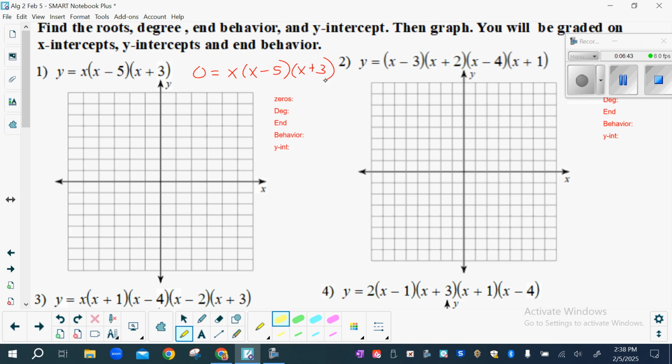Set x equal to 0? Yes. So I put x equal to 0, and then what do I do? Then you do x minus 5 equal to 0. Yes. So we're using our zero product property here. So this would give me 5, right? This one's already solved. And then this gives me negative 3. So my zeros are 0, 5, and negative 3.